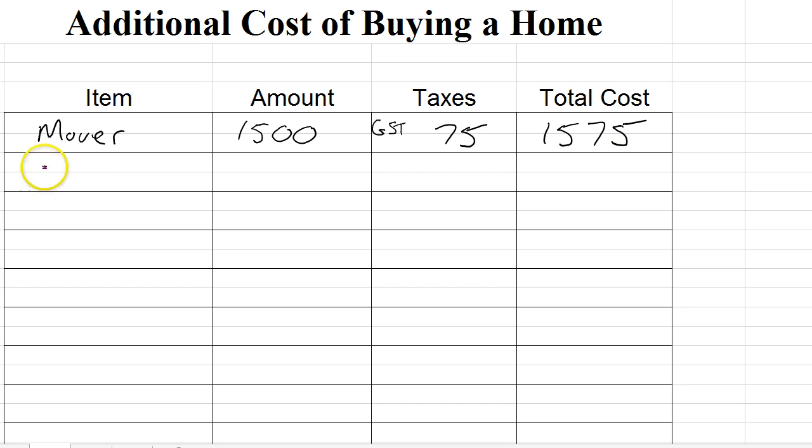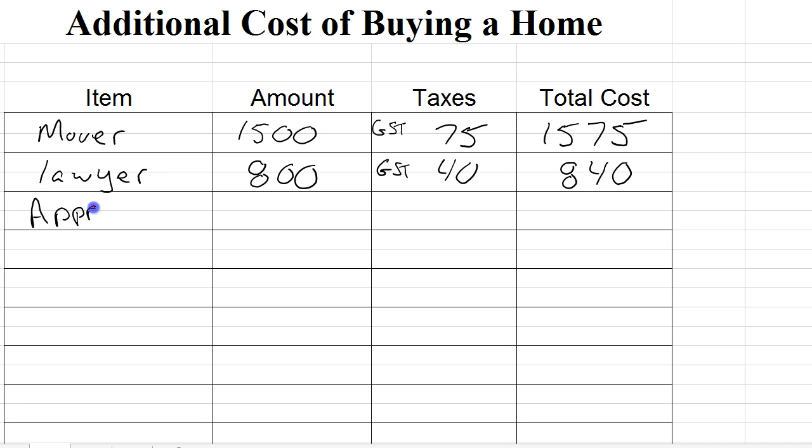Move on to the next one, the lawyer. The lawyers are going to cost us $800. Now our lawyer charges GST, and the lawyer will collect $40 in GST for the grand total of $840. We had that appraisal done, and the appraisal cost us $120. There's GST on the appraisal of $6. So our total for the appraisal is $126.